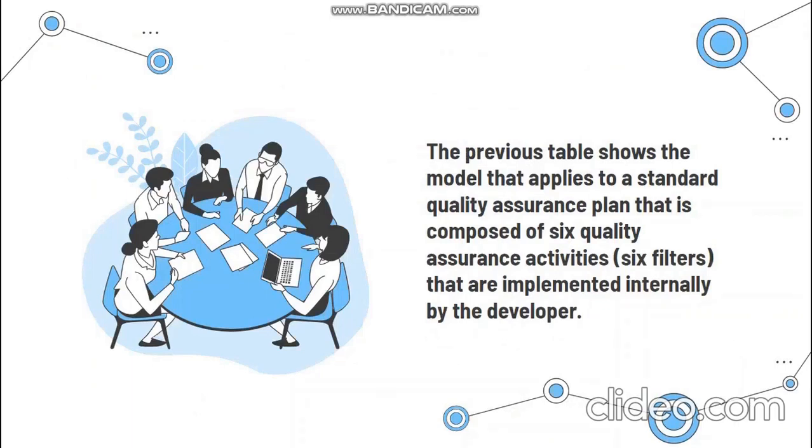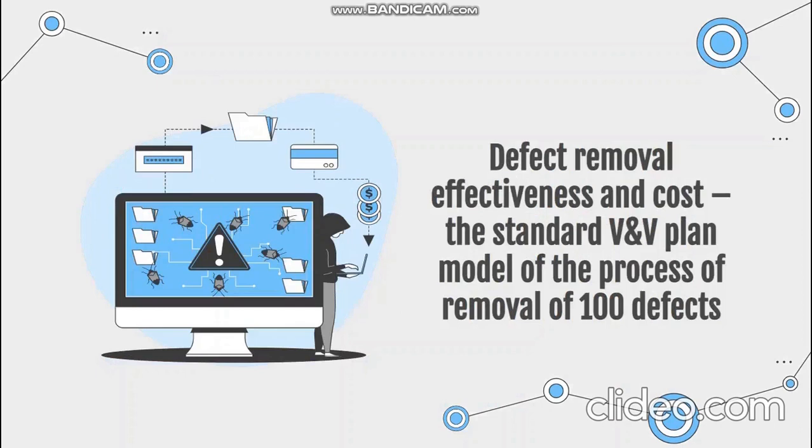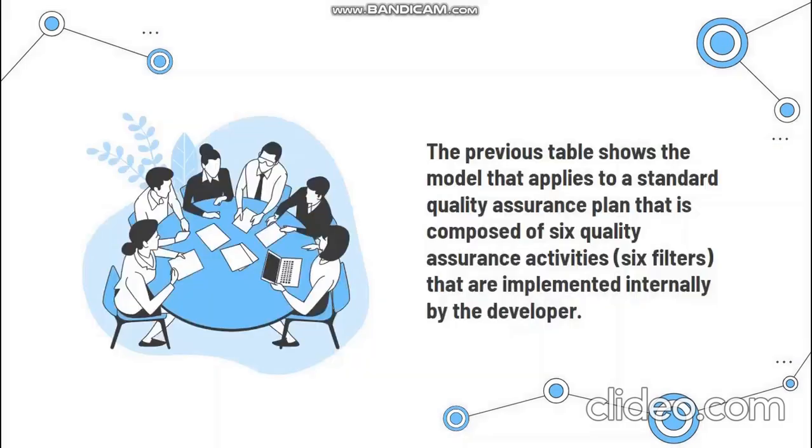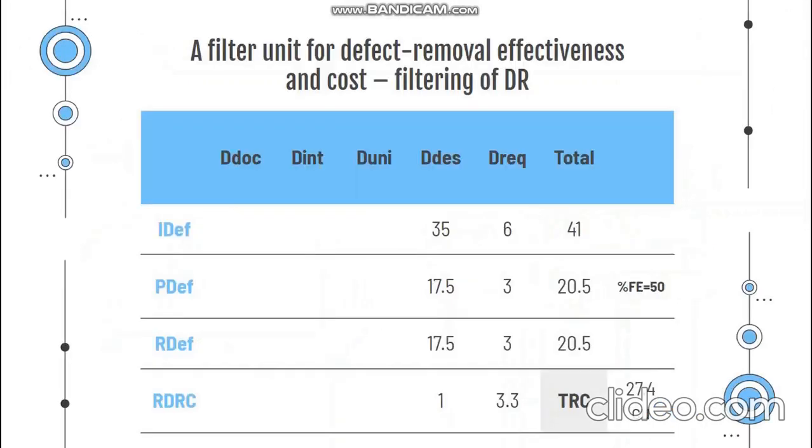So we can say that, like the previous filter unit, it demonstrates the model that applies to a standard quality assurance plan that is composed of 6 quality assurance activities, which can also be seen as 6 filters that are implemented internally by the developer. I would like to show you another one. Before going into this figure, I would like to say that this standard plan does not include design inspection and code inspection. This is the plan I'm talking about.